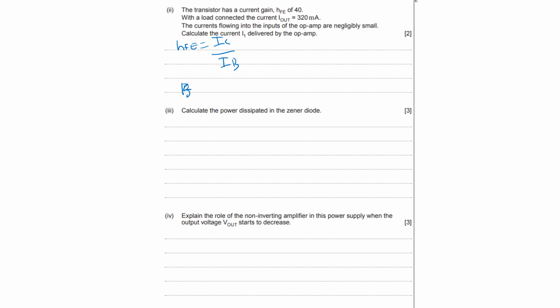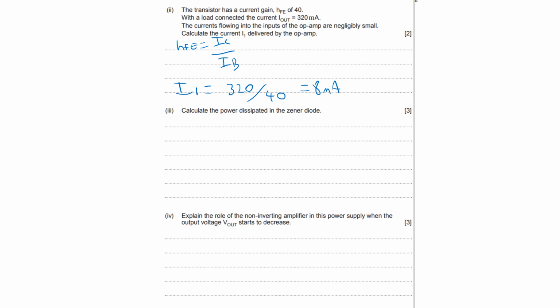So IB, let's get rid of that. We'll call it I1 then. So I1 is the same as IB. Rearrange the equation, it's going to be IC, which is 320 milliamps divided by your 40, which is 8 milliamps. It is that simple. It's just IC over IB.